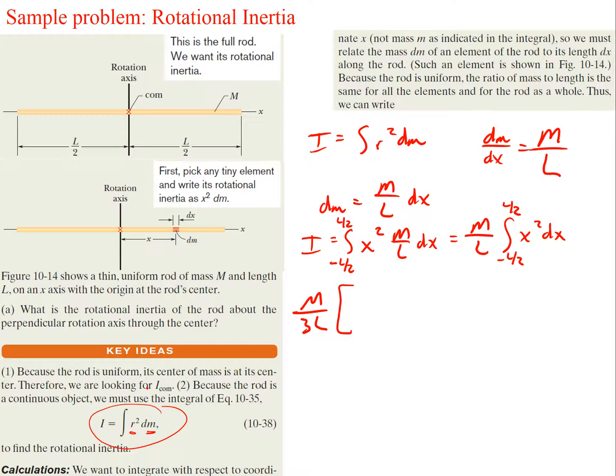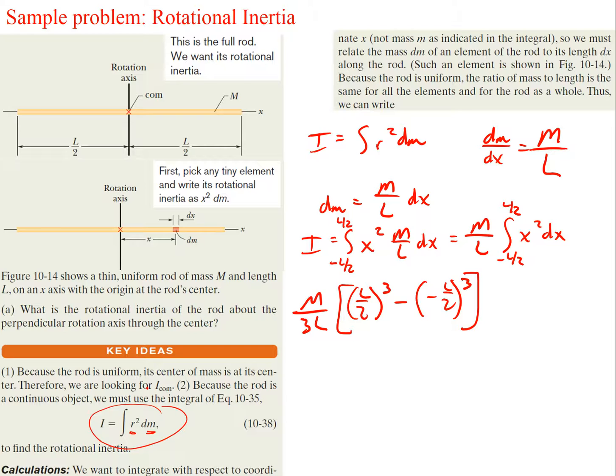And then what I have left is going to be our limits, which is negative L over 2 to L over 2. So when we evaluate our limits, we always want to do top minus bottom, right? And we're doing this of x cubed. So when I plug in L over 2 for x cubed, what I get is L over 2 cubed, and then I subtract off the bottom, right? The bottom is negative L over 2 cubed. Okay, so I evaluated the limits there.